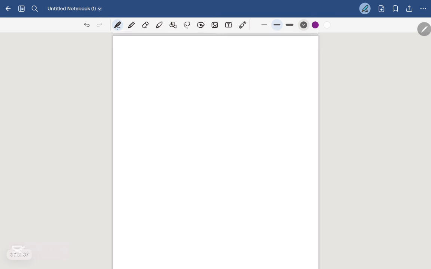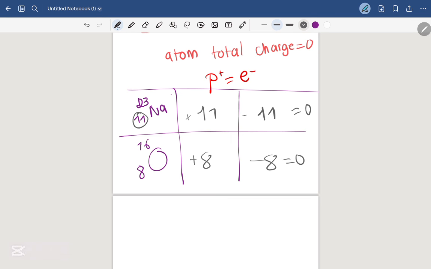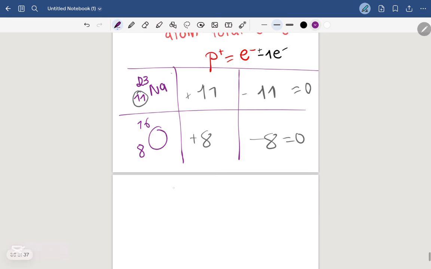Now, what happens if we decided to take an electron away or add an electron? So it's either you're taking away an electron or you're adding an electron. Let us take the same examples again. We have Na and we have O. Na is 23, 11. O is 16, 8.